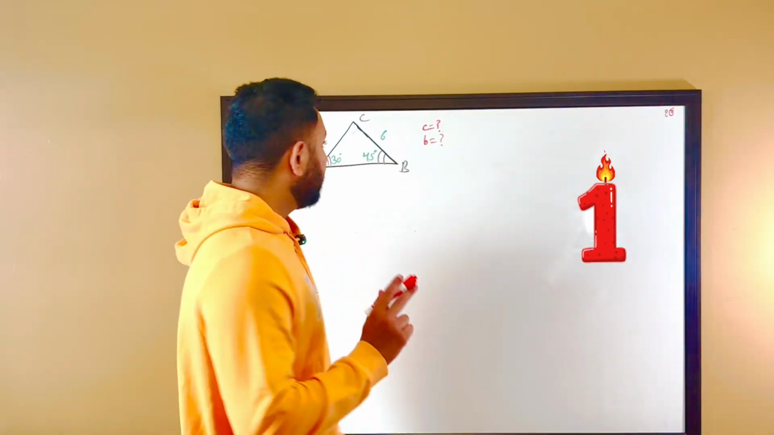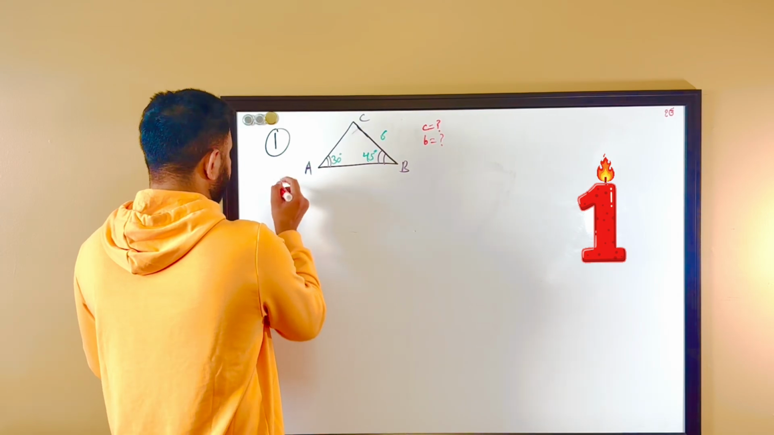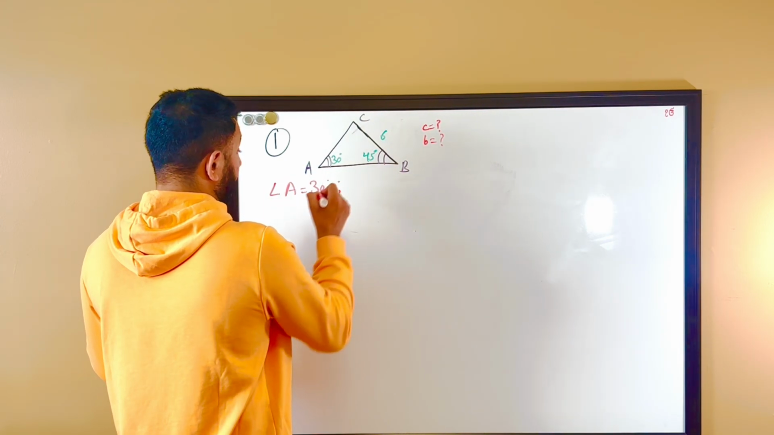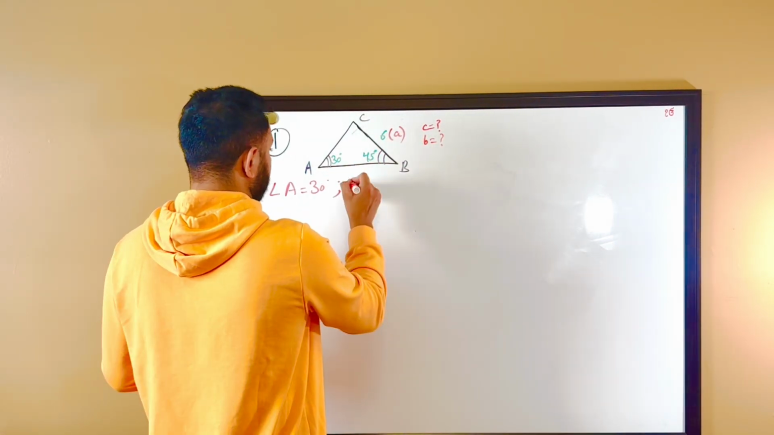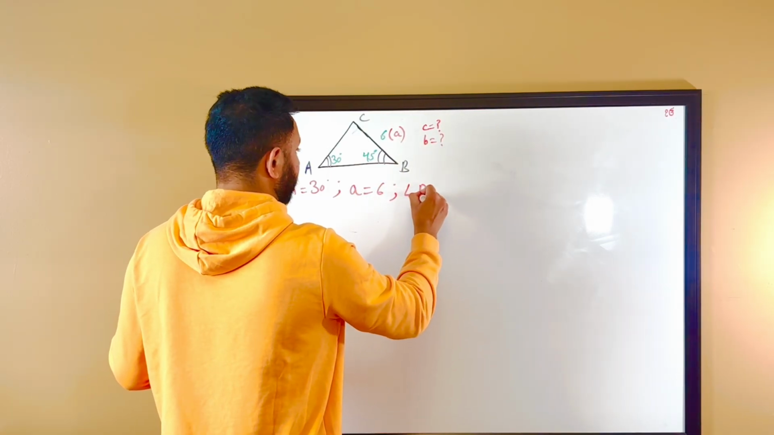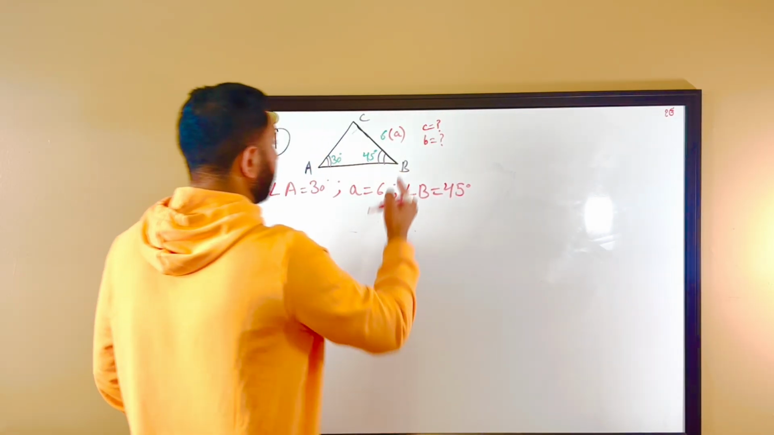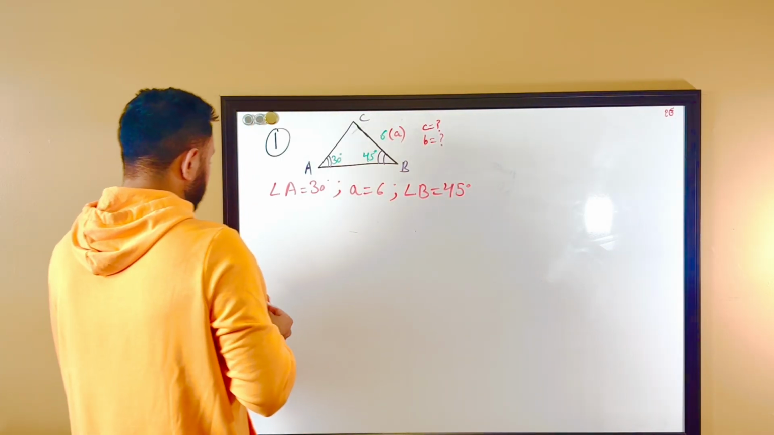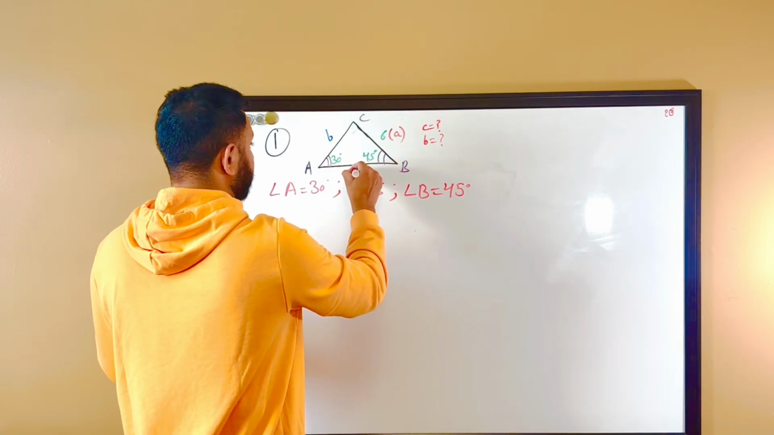So our first example is we are given this triangle, and we are given angle A which is 30 degrees, and also we are given one of the sides. Let's say this is small a, which is 6, and the second angle that is given to us is 45 degrees, and we need to find length C and length B, which are this length B and this length C.